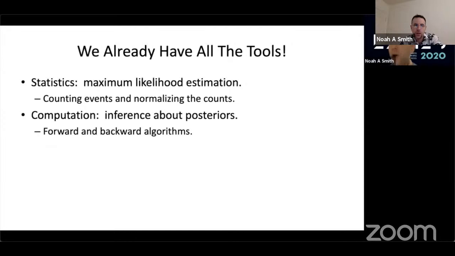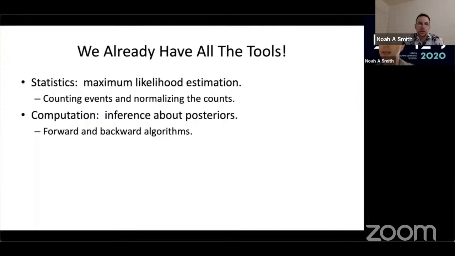I've actually given you all the things that you need to do this using the standard approach. And there are two components. One is maximum likelihood estimation from statistics, which we just discussed. In practice, that's a fancy way of saying count up events and normalize the counts, and then you can estimate the probabilities. The other side is the computational side, where we need to do some inference and calculate posterior probabilities that different states were visited at different times in the data. And we talked about that at great length in the last chunk when we talked about the forward and backward algorithms and all the interesting things you can do with them.